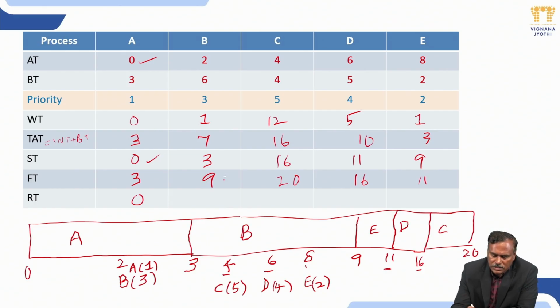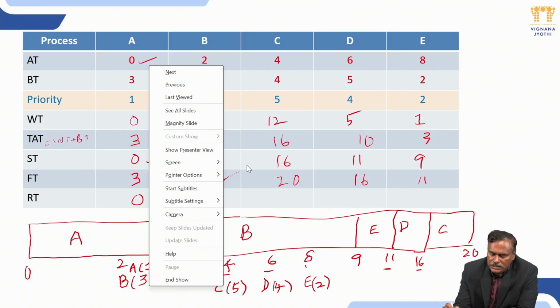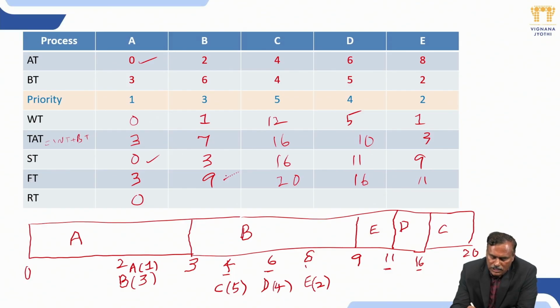Response time of the process B is the difference of start time minus arrival time. So start time is 3, arrival time is 2. 3 minus 2, that is 1. So process B entered at 2 and waited till 3, in the sense it has taken 1 unit of time in order to get its response. So that is the response time of the process B.